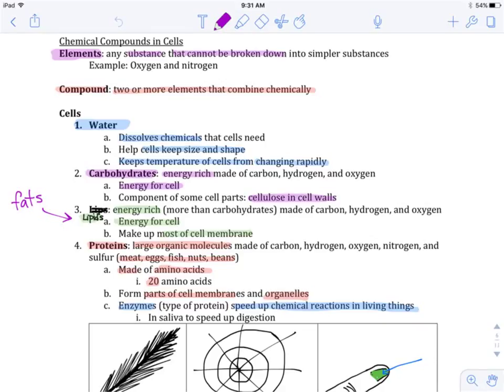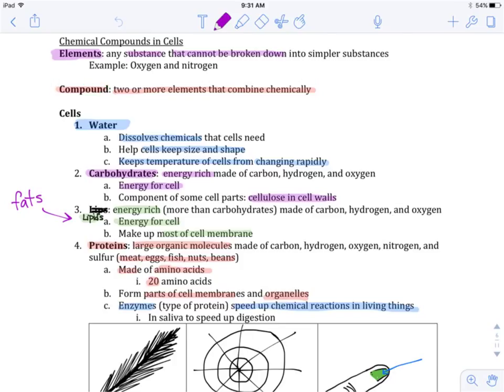Within each cell, there are chemical compounds. The chemical compounds are made of things called elements. Elements are any substance that cannot be broken down into simpler substances. And you can see a list of all of the elements on the periodic table. Some examples of elements are oxygen and nitrogen.